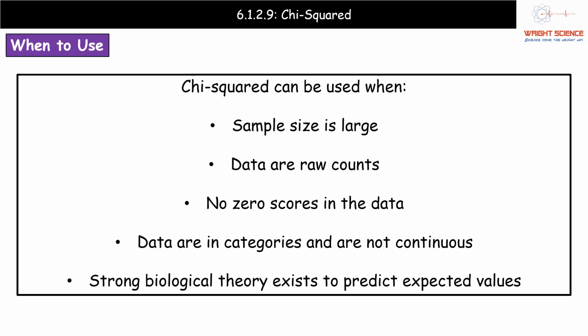Okay, so watch out for questions to do with chi-squared about what we would need in order to actually be able to use chi-squared. So large sample size, raw counts of data, strong biological theory to predict the expected values, and those discrete categories, not continuous data, are kind of those key things. Learn at least 3 and then you should be able to answer any question for max marks on that one.